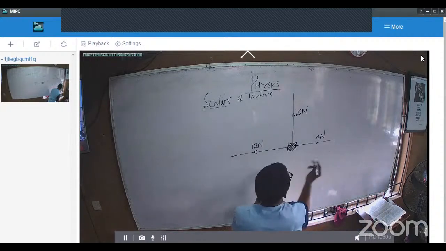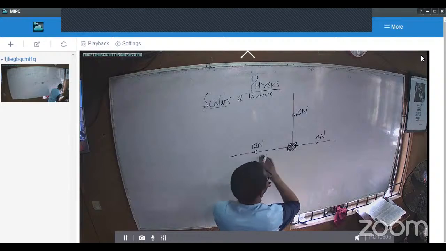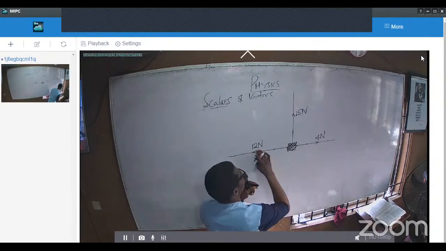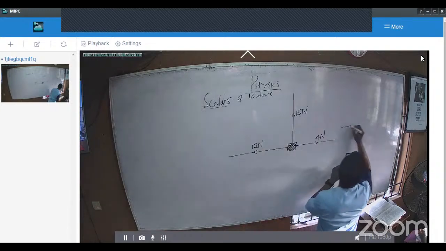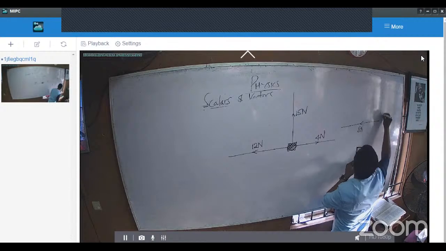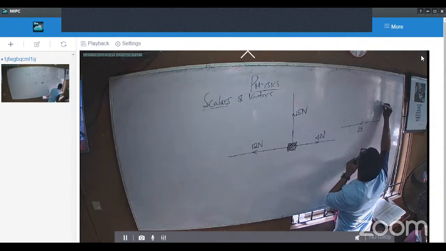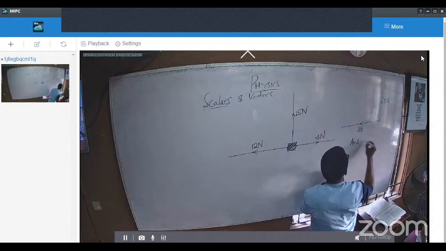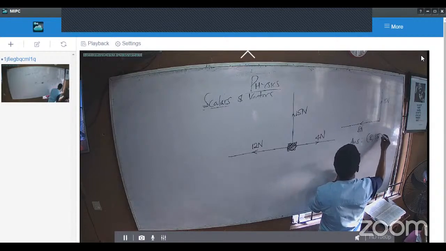These two are acting in opposite directions. When they are acting in opposite directions, what do we do? What is 12 minus 4? That is 8. This one is how much? 15. And the answer is 17. 8, 15, 17. Pythagorean triplets. But we don't know how we got 17.